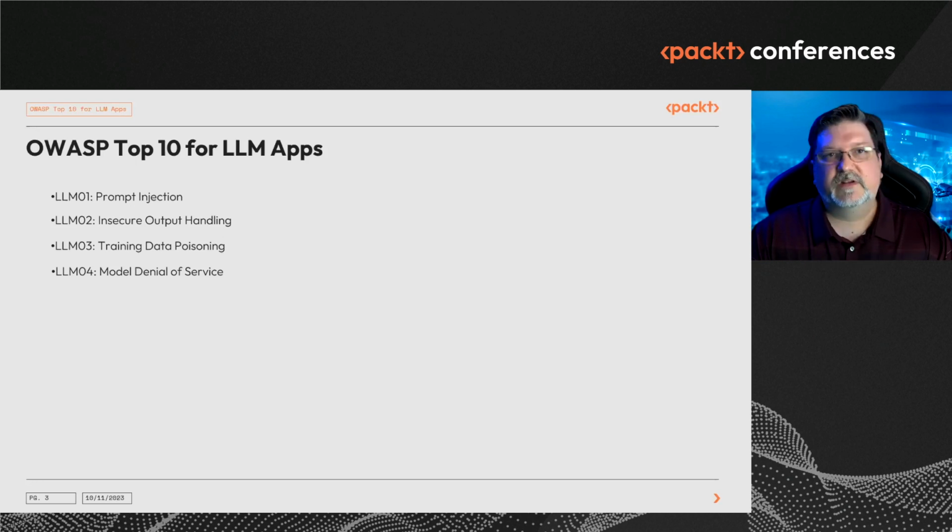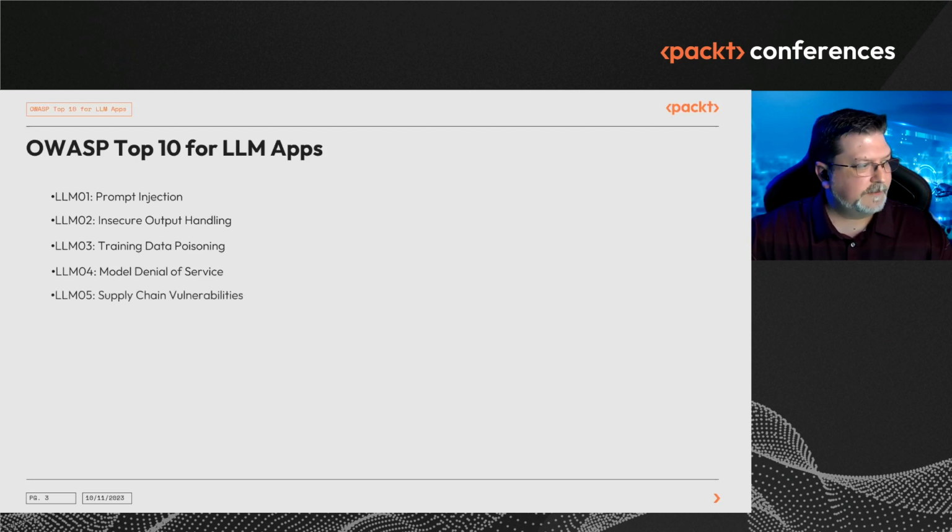A malicious version of model denial of service would simply be purposefully exhausting the resources. The way you protect against that is rate limits. That's why you see them in ChatGPT: they're preventing resource exhaustion so that everybody can use the service.